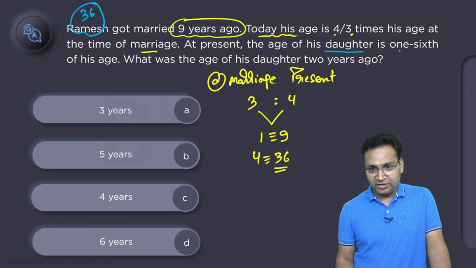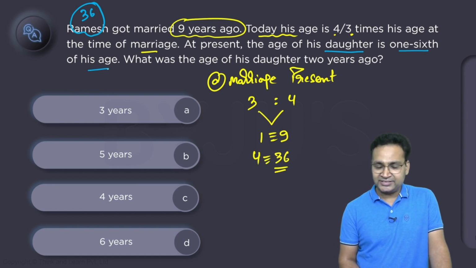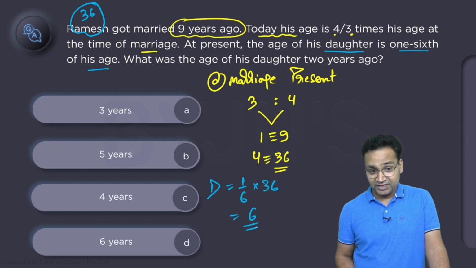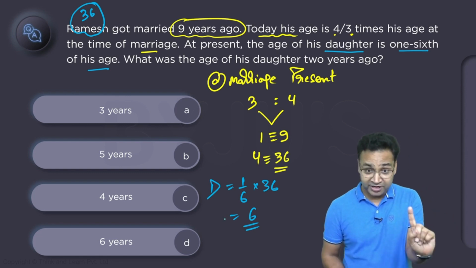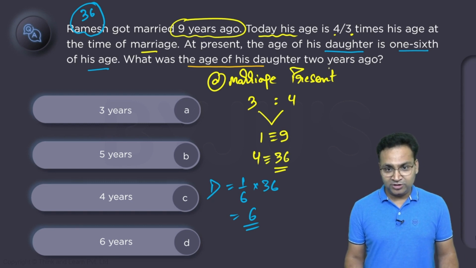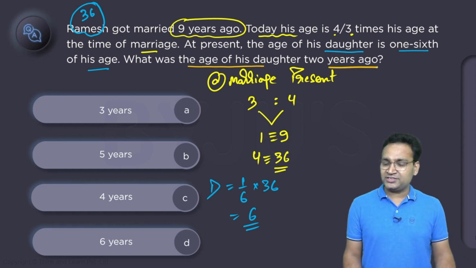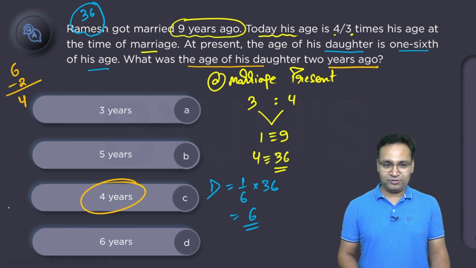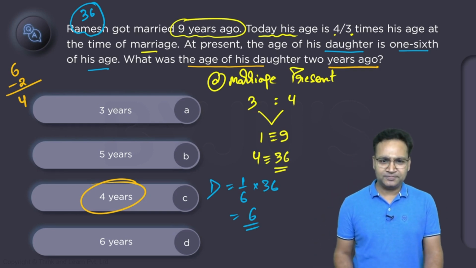Age of his daughter is 1/6 of his age. Clear? So what is the age of daughter? It is 1 by 6 of 36. That is 6 years. Is the answer 6 years? Read it carefully. Age of daughter 2 years ago. What is this 2 years ago? 6 minus 2. What is it? 4 years. Be careful. Answer is 4.